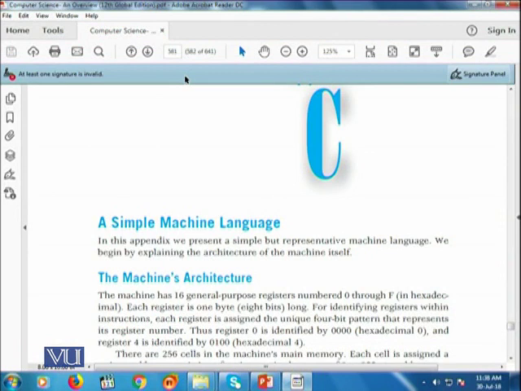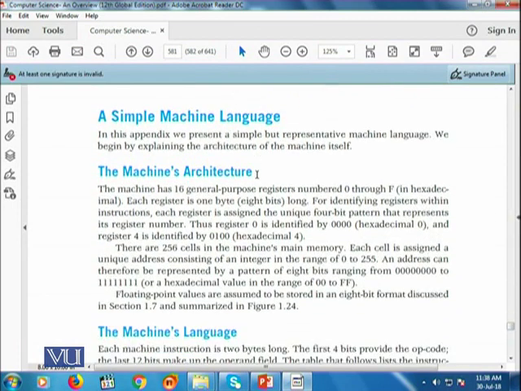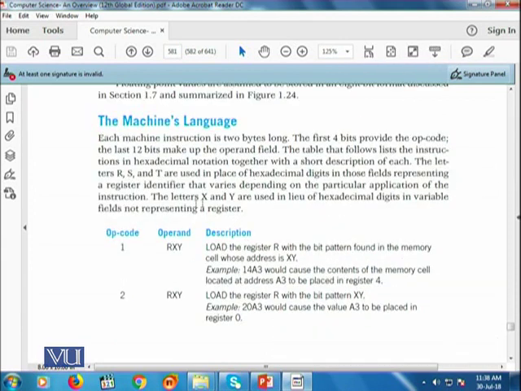I have opened the book page 581 already for you, and it is Appendix C, where a machine architecture and machine language instructions are defined. An instruction in our examples will have 4 bytes. One is the opcode. Opcode means what the instruction is trying to do, and then there is the operand, which is something on which the operation will be performed.